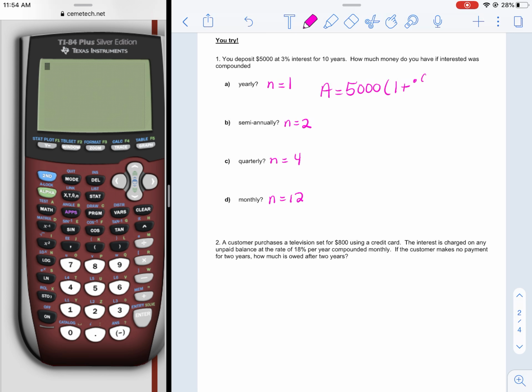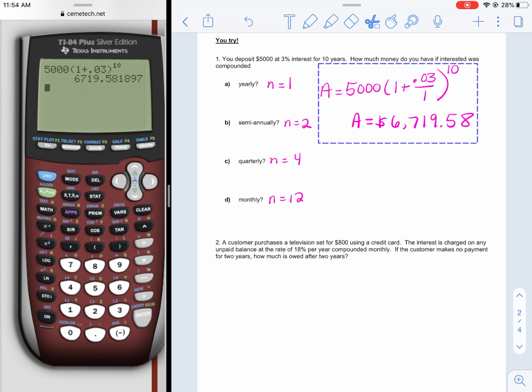So we're going to do 1 plus 0.03 divided by 1. N times t is just going to be 10. Okay, so in the calculator, 5,000 times 1 plus 0.03 to the 10th. And I don't even have to include the 1 there. Okay, so the first answer that you should get is $6,719.58.